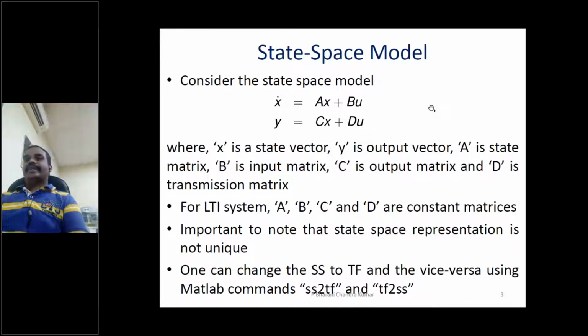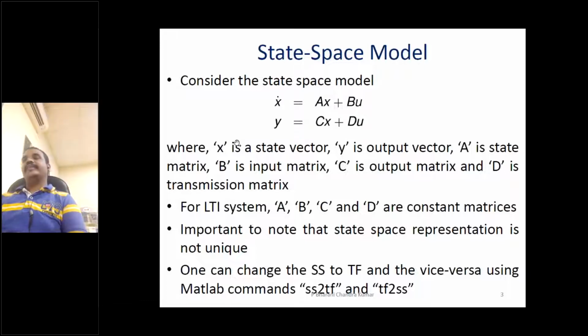Pole placement is completely based on a state space model. That's why yesterday I derived the state space model, but someone said that there is no need to derive it. But it is very much important for the other participants, that's why I derived it. So consider the state space model x dot equals Ax plus Bu and y equals Cx plus Du. This is called a state space model.